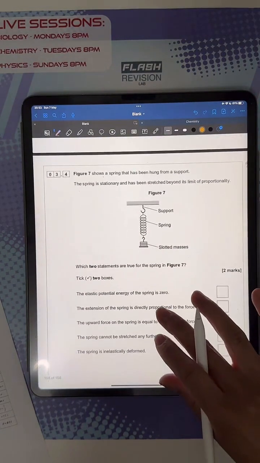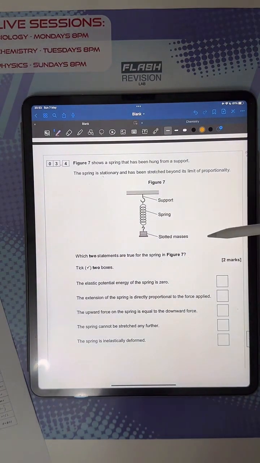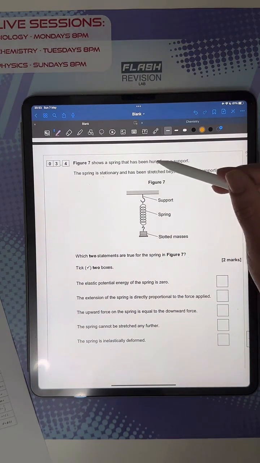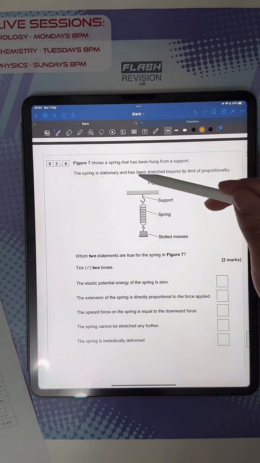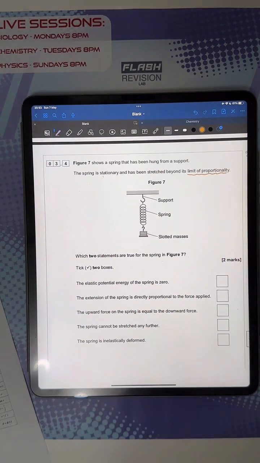Next up, this is a question about a spring. This time it is being extended. So you've got a spring being hung from a support. The spring is stationary and has been stretched beyond its limit of proportionality. What does that mean? If it's stretched beyond its limit of proportionality.